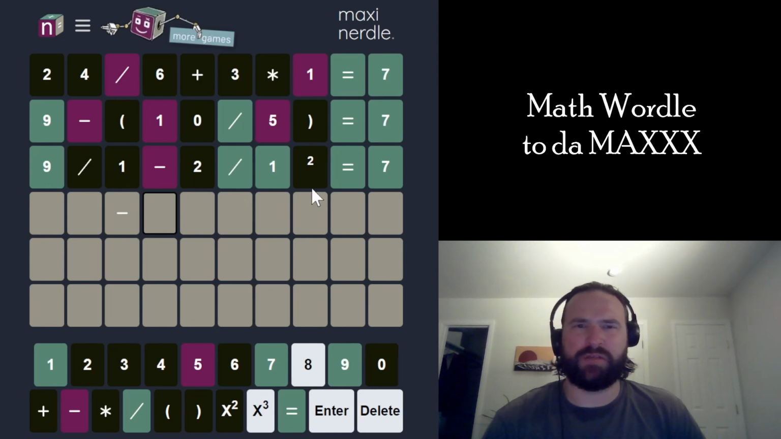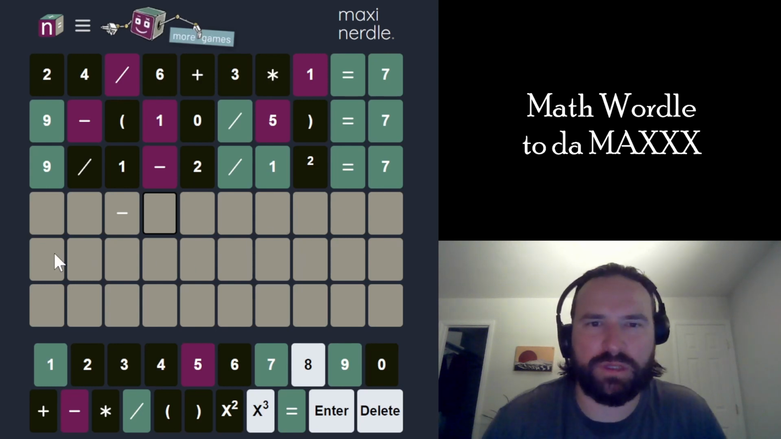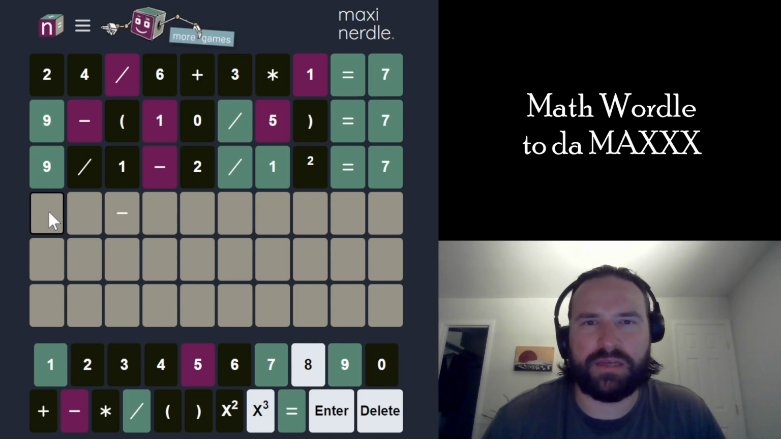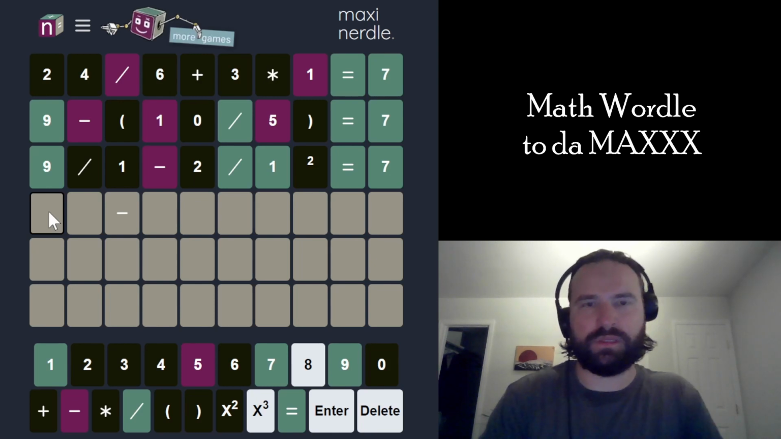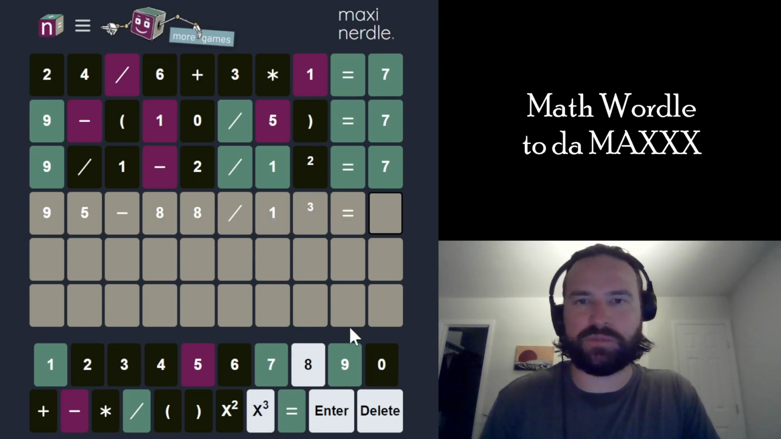I feel like we're dividing by 9 cubed. I feel like this is going to be 90 something minus 80 something and have it equal 7. And then just divide by 1. It's not actually going to do anything. 95 minus 88 divided by 1. 95 divided by 88. When I say divided by, I mean subtracted by 1 cubed. So we're just dividing by 1 cubed to basically waste space.